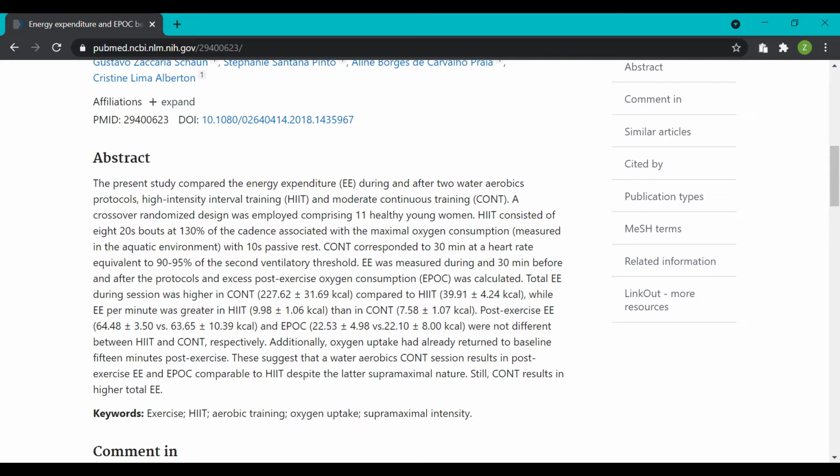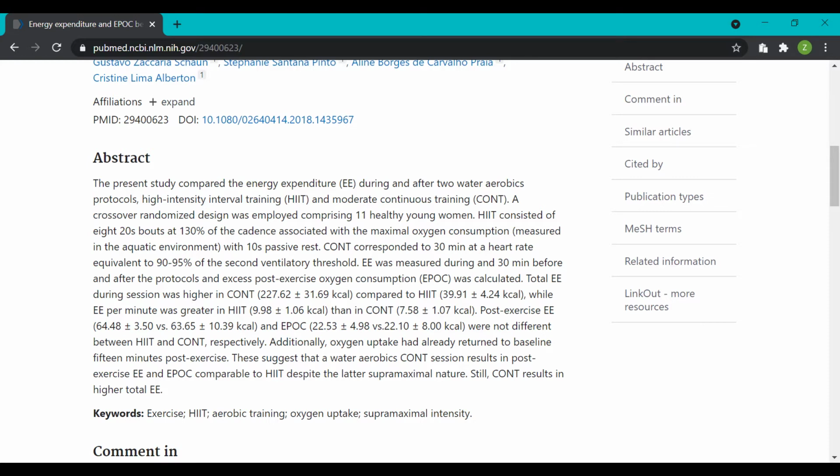So total energy expenditure during moderate steady state was higher at 228 calories, which makes sense, and then compared to the HIIT at 40 calories. All right, but then this is a good point to bring up. Energy expenditure per minute was higher for HIIT at 10 calories per minute compared to moderate intensity at 8 calories per minute. All right, so that's important to consider.